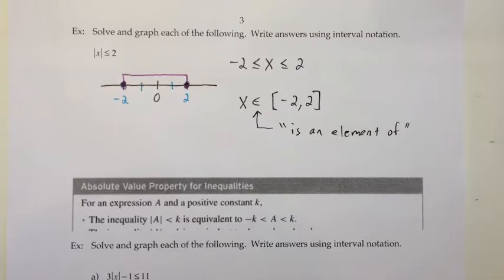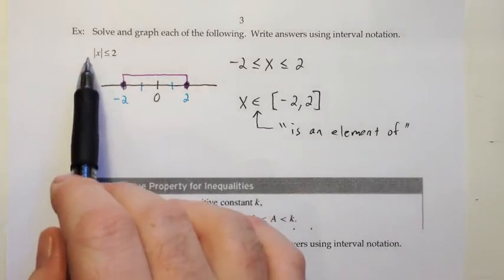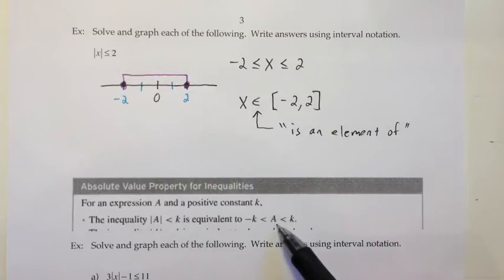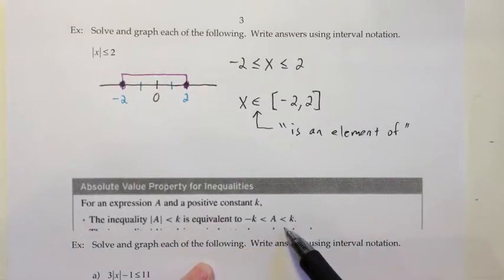Absolute value property for inequalities. For any expression a, so it could just be an x or it could be something more complicated, and any positive constant k, then if you have the inequality, the absolute value of some expression is less than or equal to a positive constant k, then your a will always end up in between -k and k.